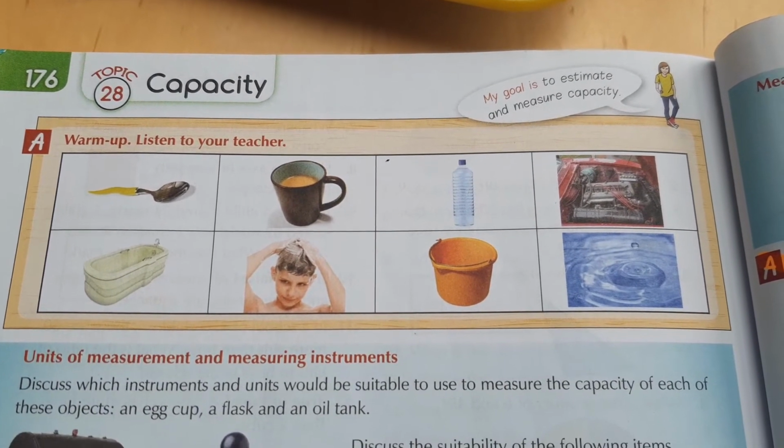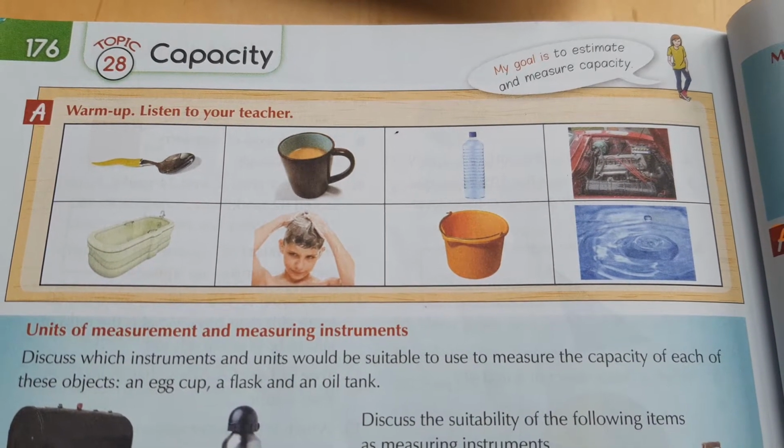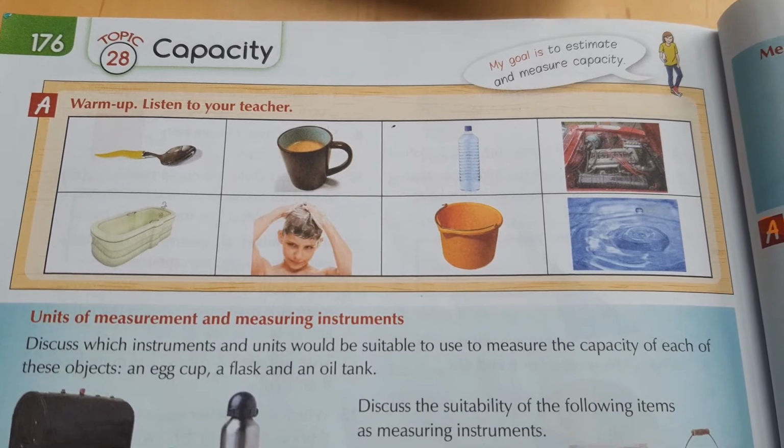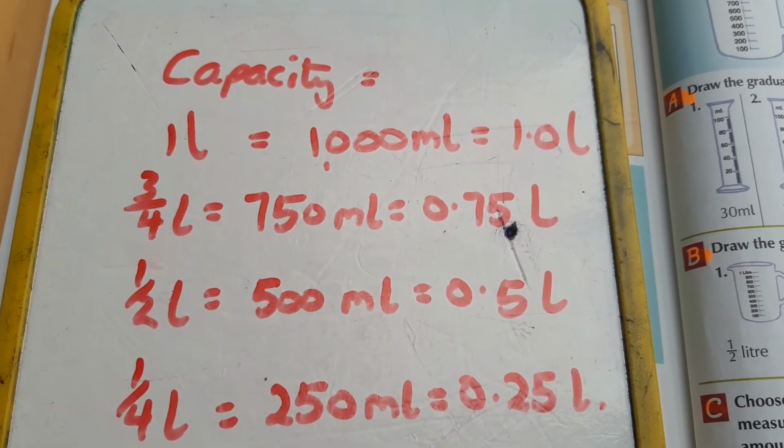It's on capacity, topic 28, page 176, and it's about how much a container can hold. So it's measured in litres and millilitres. I just want you to take down the measurements for capacity here.